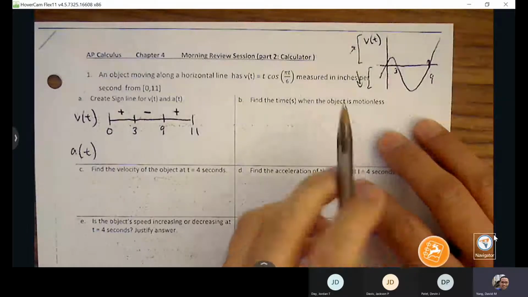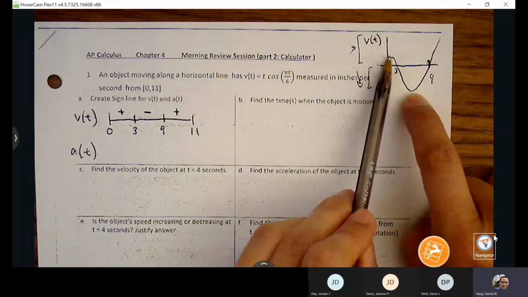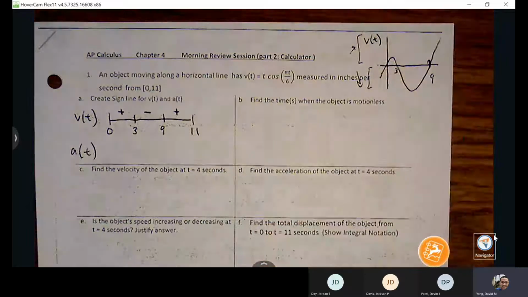Now, it's also asking for acceleration sign lines, so A of t. Acceleration is going to be the peaks. You're looking for acceleration being 0, so that's going to be the peaks and valleys of your velocity graph. Okay, so there's going to be some decimal value.